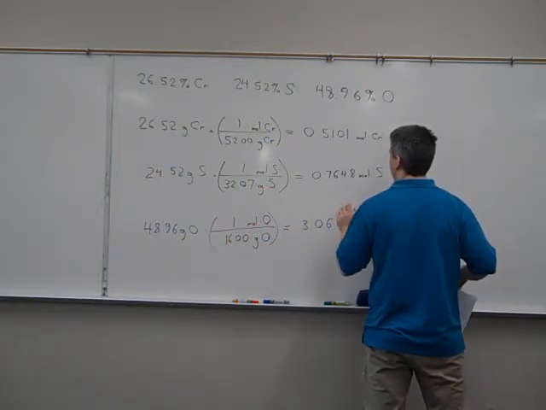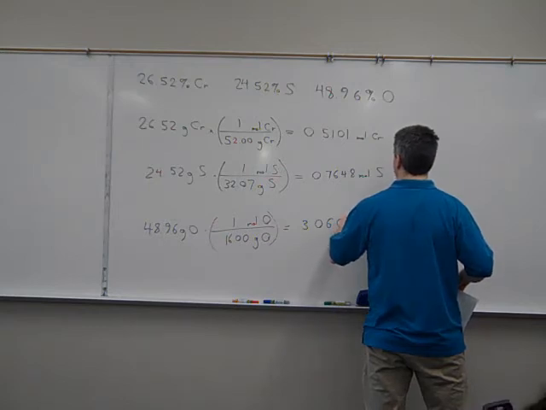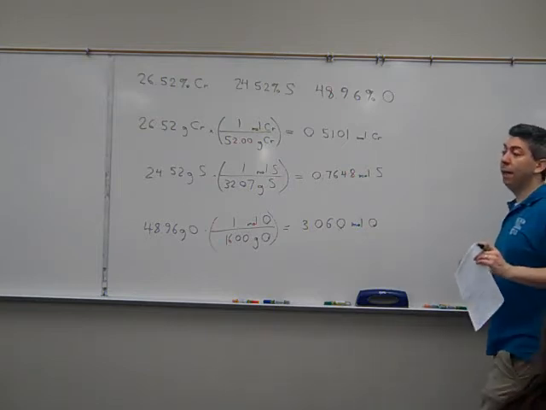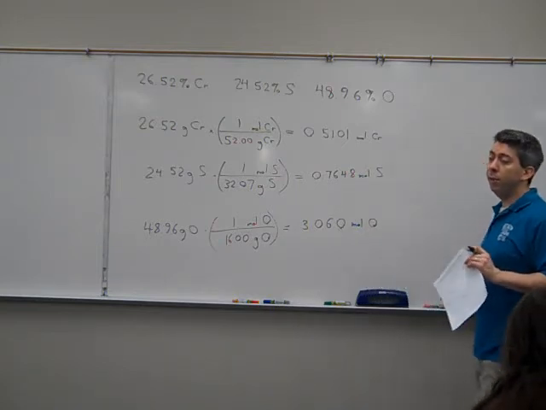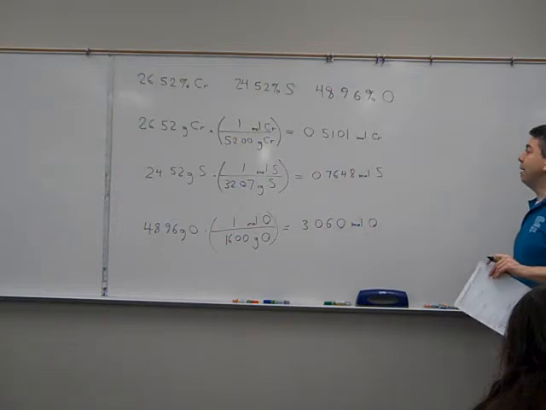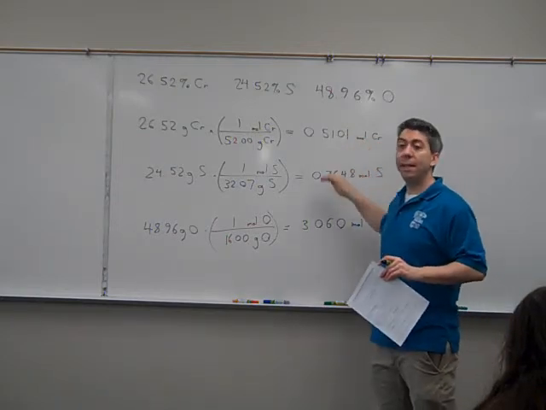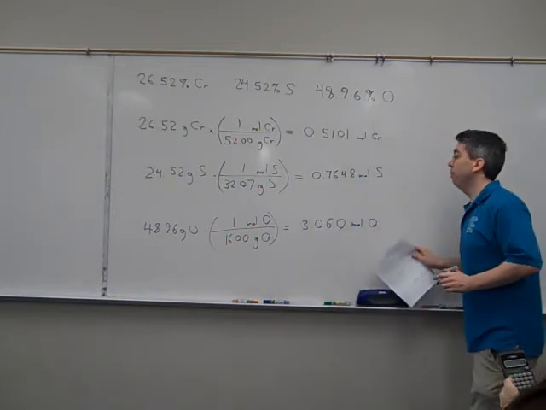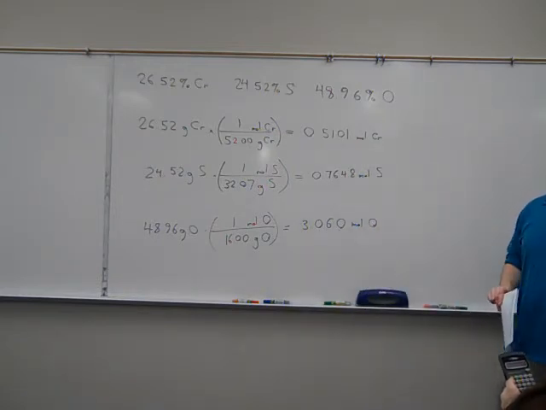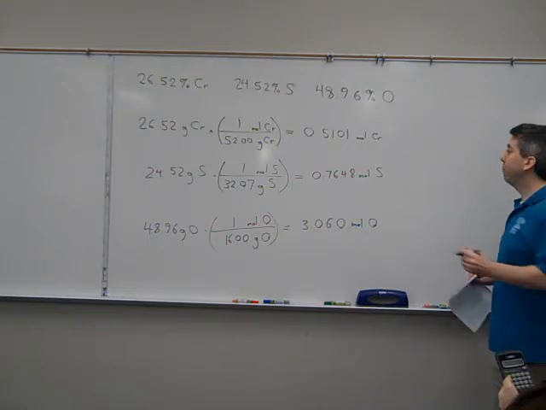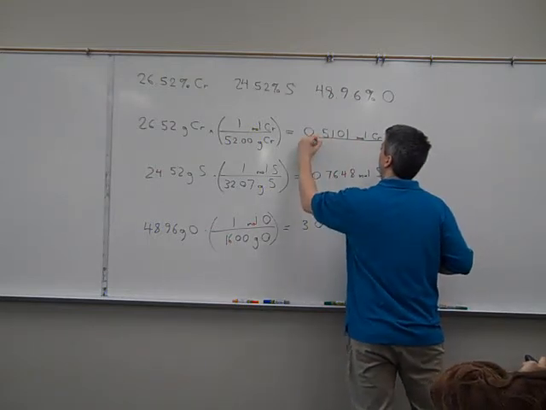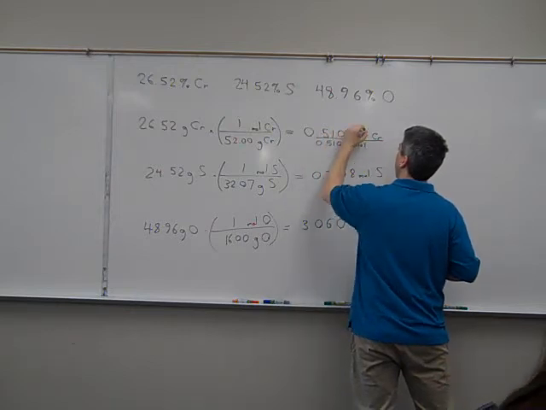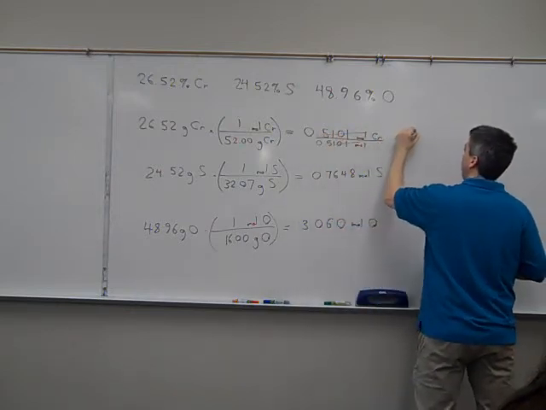So here what we're going to do is, now that we have the moles of each one of these, this alone does not give us the ratio. What we can do to get the lowest whole number ratio of atoms is to divide each of these by the lowest number of moles. And the lowest number of moles of each of these is which one? Chromium. So if I divide this by 0.5101 moles, that gives me 1 chromium, right?